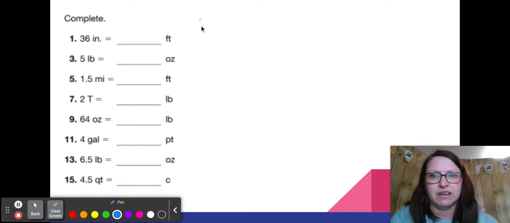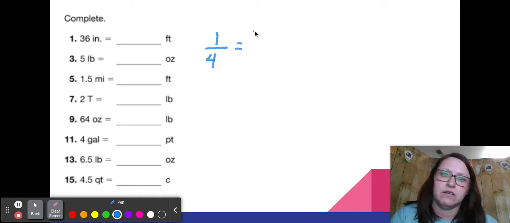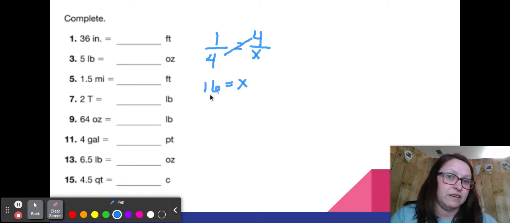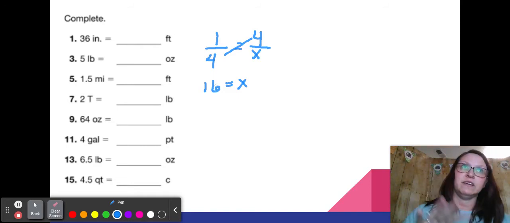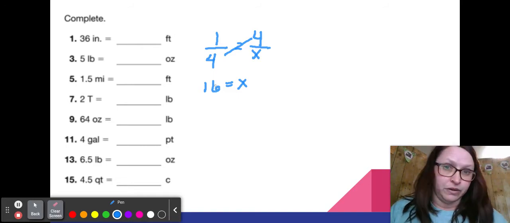Here, let me redo that because that's a different way I organized it. So 4 times 4 is 16. 1 times x is x. So now I know that 4 gallons is 16 quarts.